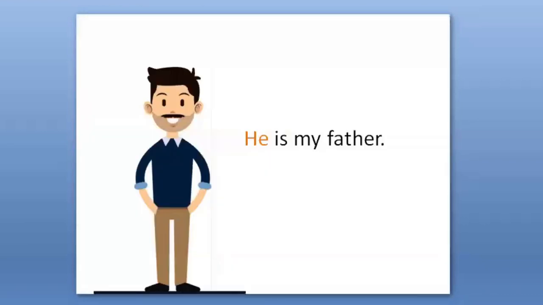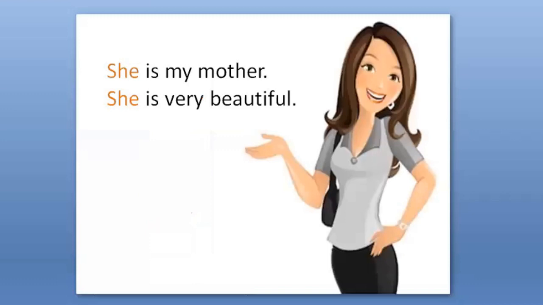He is my father. The word he is used for a noun. Instead of the father's name, he is used in place of his name. So he is a pronoun. Now he is used for the masculine gender. She is my mother. The word she is used for a lady, for a mother, instead of a noun, a name. She is very beautiful. So the word she is a pronoun.